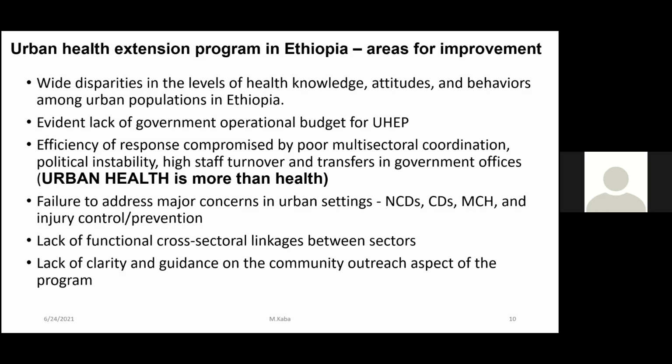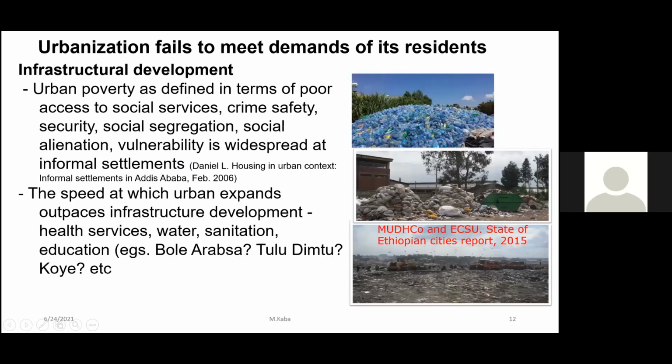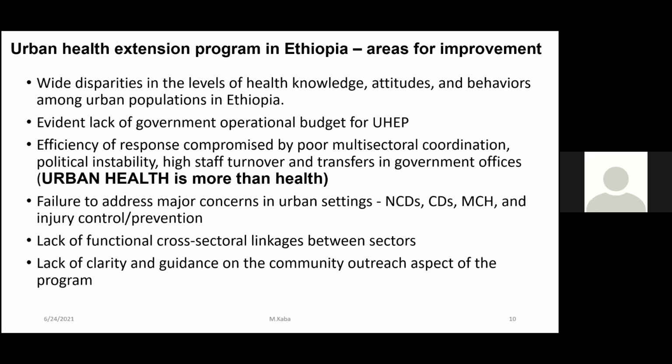And the linkages between sectors, obviously, as I said, was a critical concern, and there is a lack of clarity in terms of guidance to outreach at community level. We may assume that urban is urban, but urban is not urban. There are some urban settings that are far less served in terms of services as compared even to far places in rural settings. So how do we actually organize outreach services to those settings remains unclear.